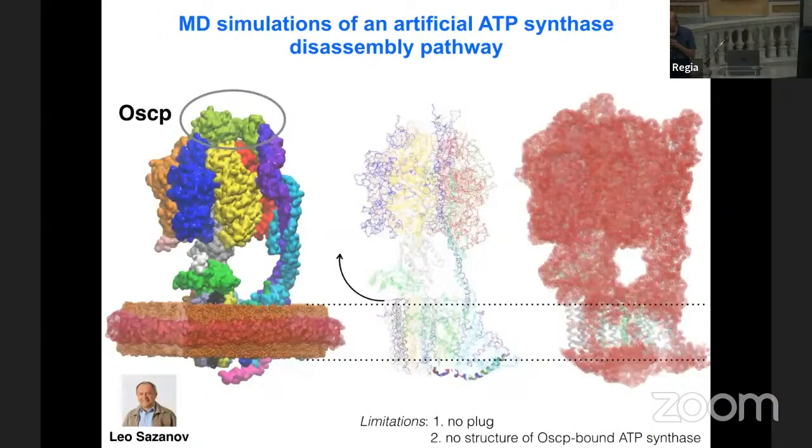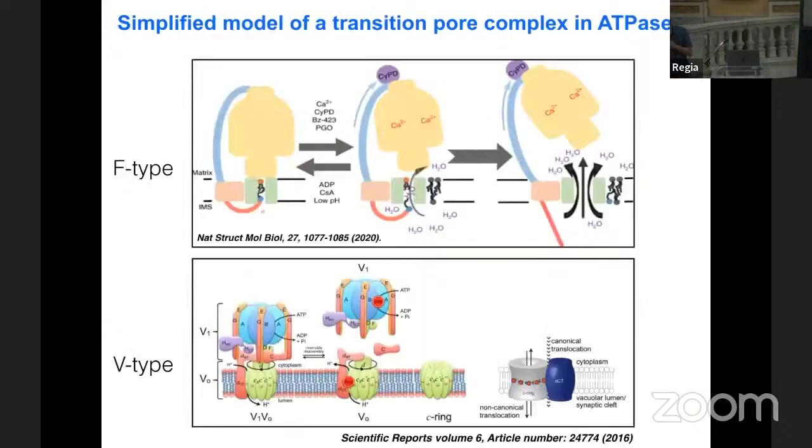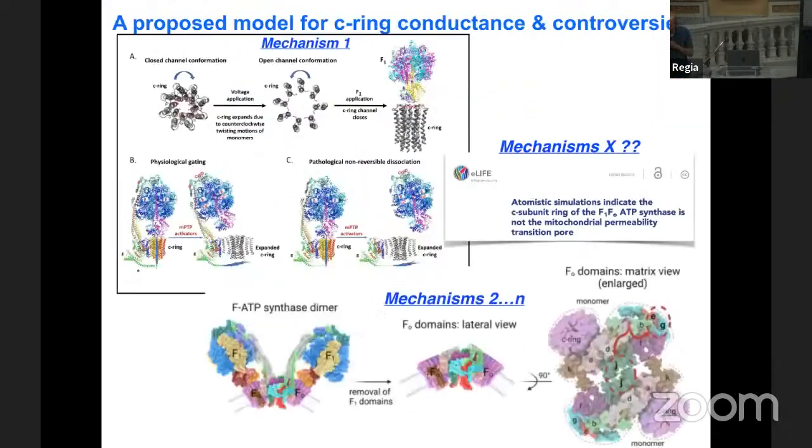Working with Leo Sazonov, the first thing that we did was this: Leo said, Avi, you have to disassemble an ATP synthase. It's very difficult to disassemble an ATP synthase because, going back, the ATP synthase cyclophilin D complex is not known. It's structurally not resolved yet. So how do you disassemble this?